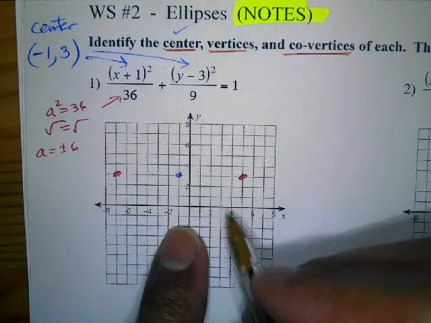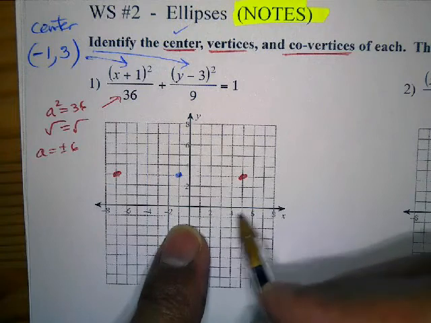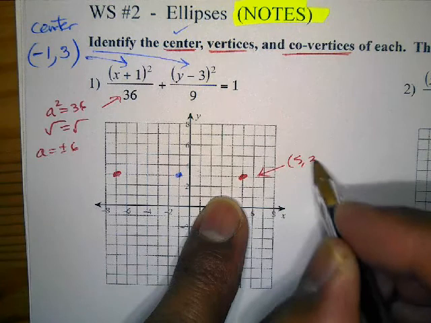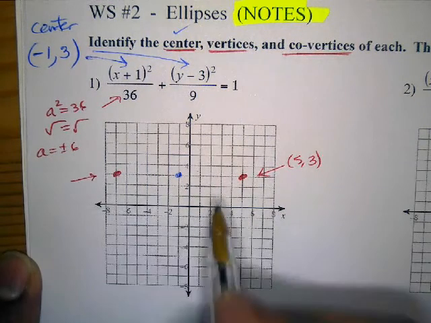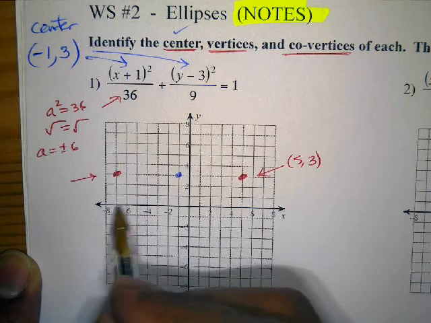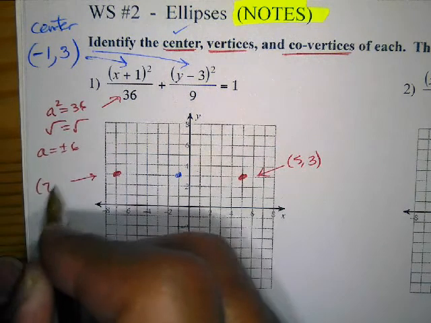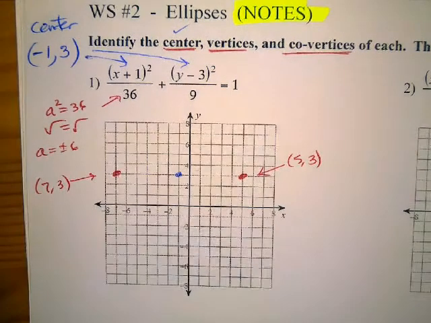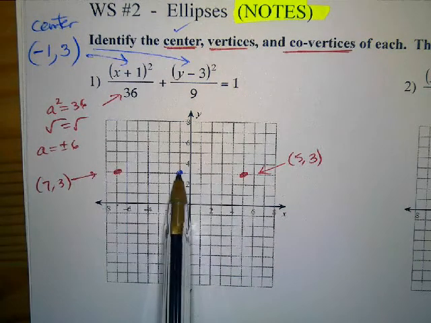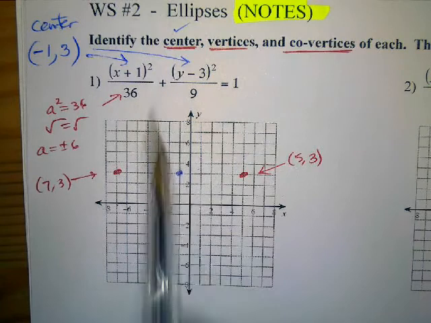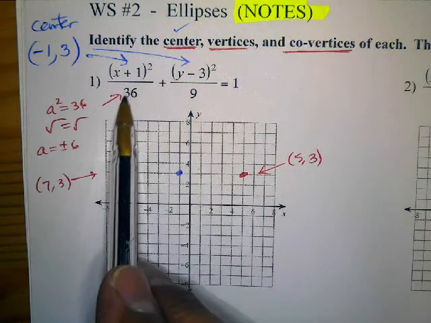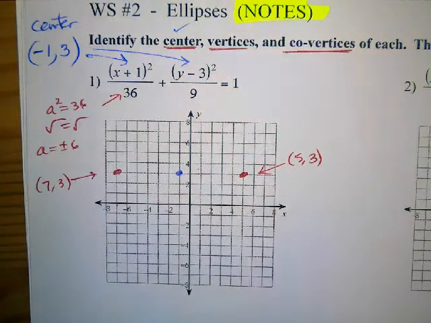You can get these coordinates now before you move on. This will be 1, 2, 3, 4, 5: 5 and 3. And this one will be what? 1, 2, 3, 4, 5, 6, 7: 7 and 3. It's on a coordinate plane. You guys can count that out, right? I went from the center, you go 6, and I went 6 because that's under the x.